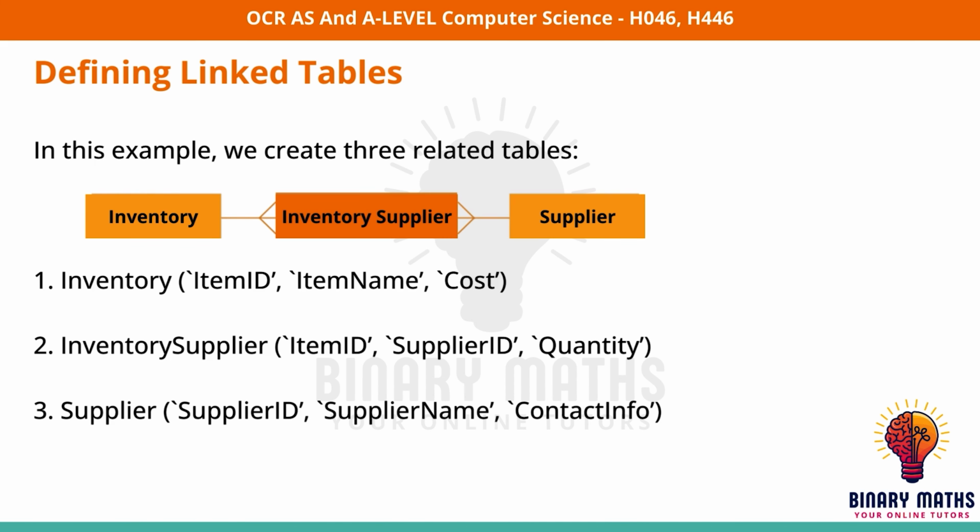In a relational database, tables are often linked together. Let's look at an example where we have three tables: inventory, inventory_supplier, and supplier. Inventory stores information about items, such as item ID, item name, and cost. Supplier stores information about suppliers: supplier ID, supplier name, and contact info. Inventory_supplier links items to suppliers, showing which supplier provides which item and in what quantity.